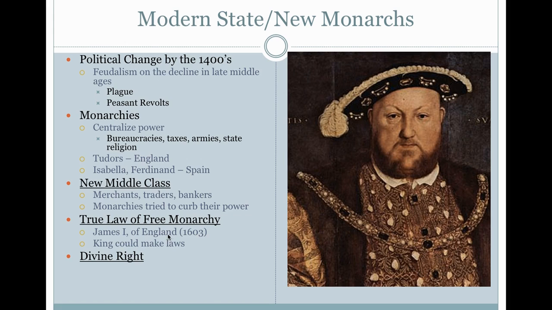James the First, you don't have to remember his name, but just understand what's happening is that he tries to consolidate or strengthen his power by an act called the True Law of Free Monarchy, which basically said he can make the laws, right? So that consolidates power quite a bit. Even though laws unify, he is making up those laws. But we've seen that, right, with Hammurabi's Code or the Justinian Code. Not the first time a ruler establishes law.